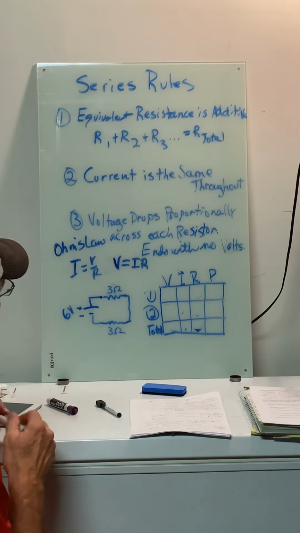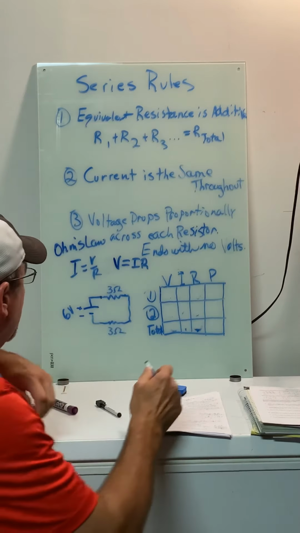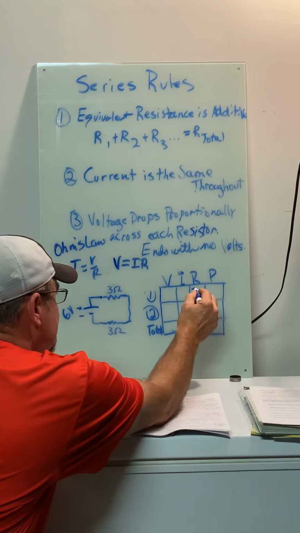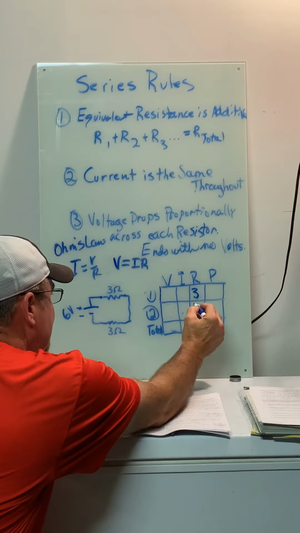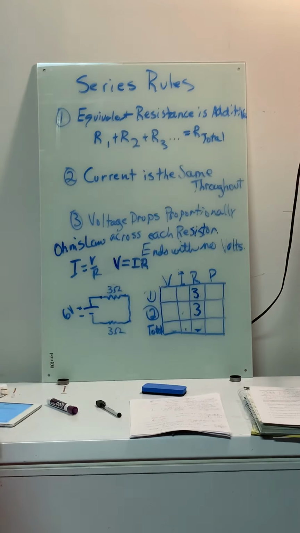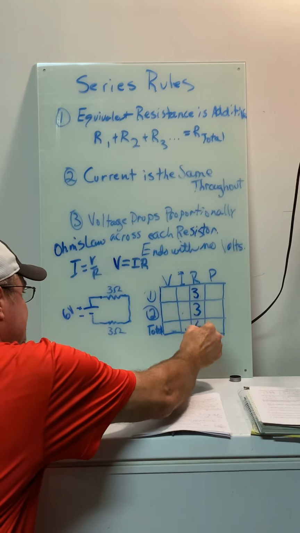As a given from the first rule, we know that my first resistor has 3 ohms of resistance. The second resistor has 3 ohms of resistance. So that means 3 plus 3 gives an equivalent resistance of 6 ohms in a series circuit.